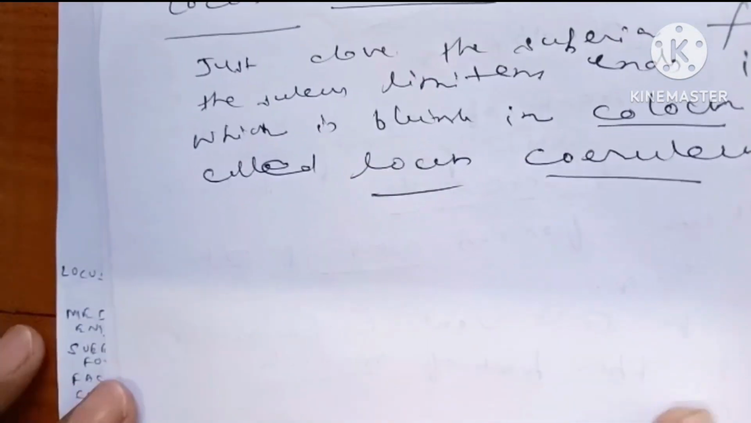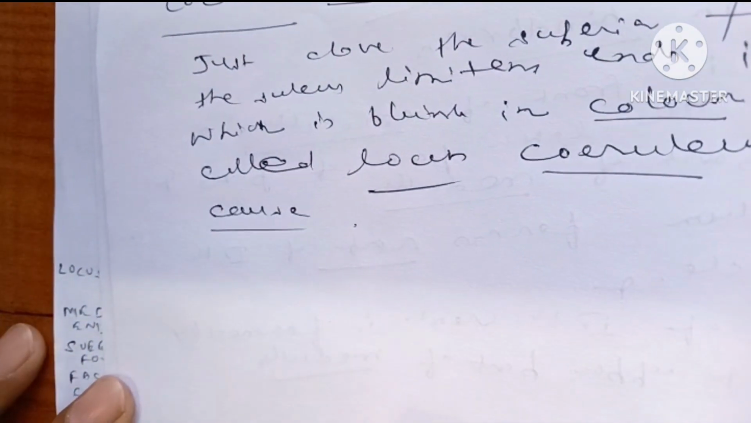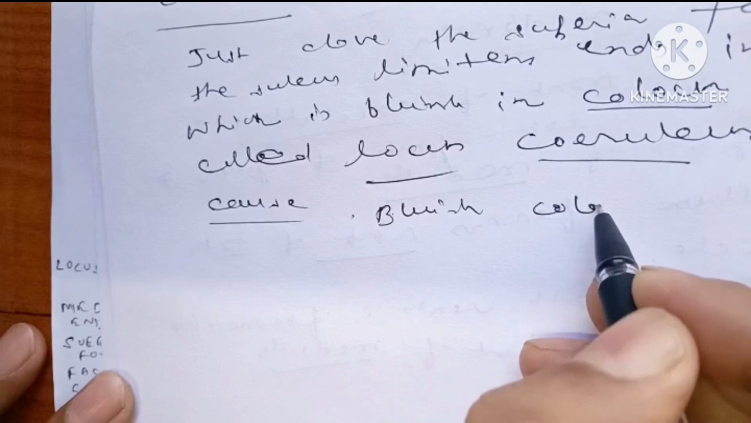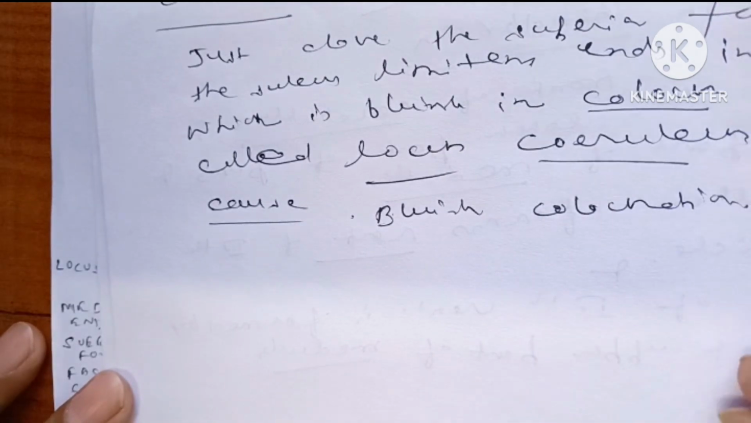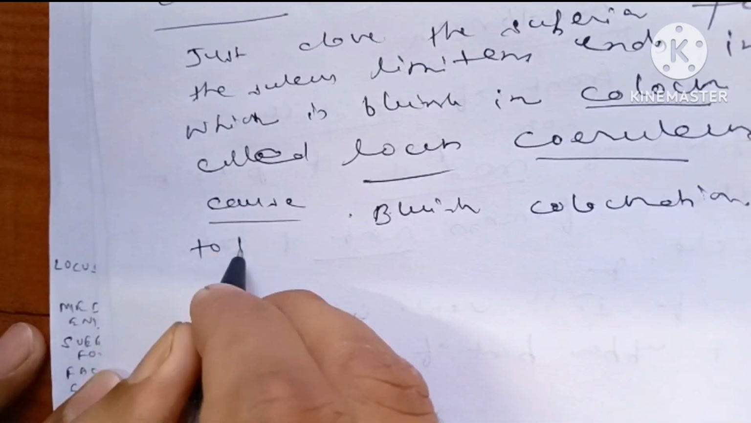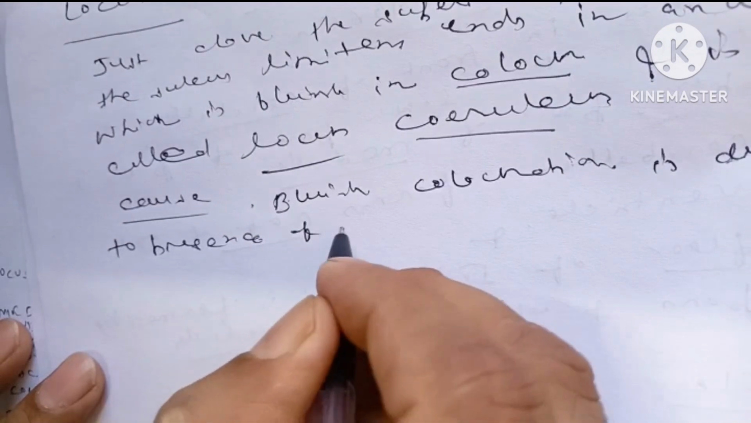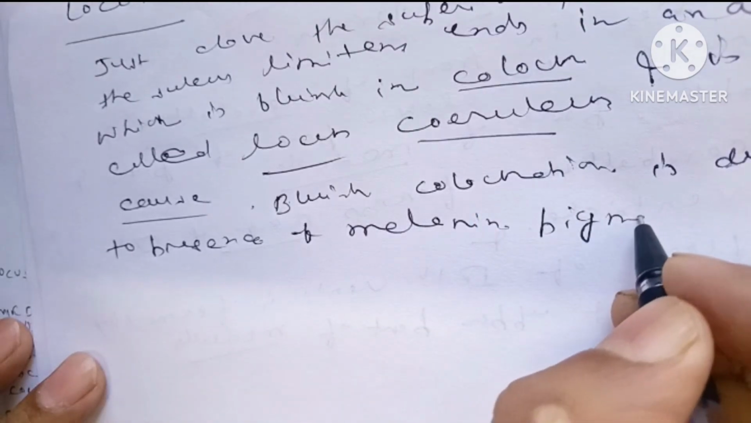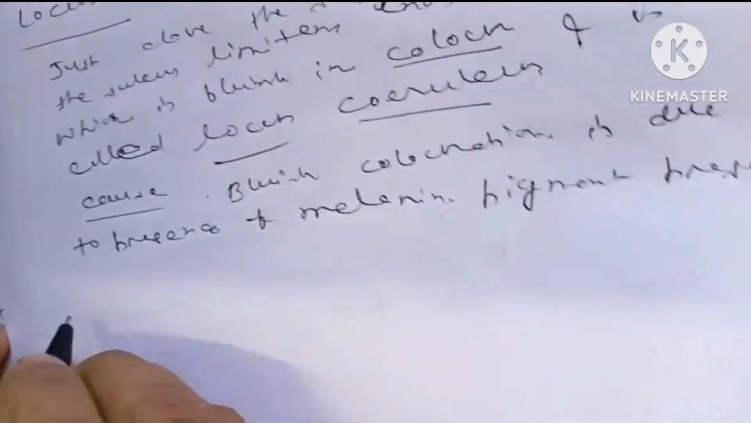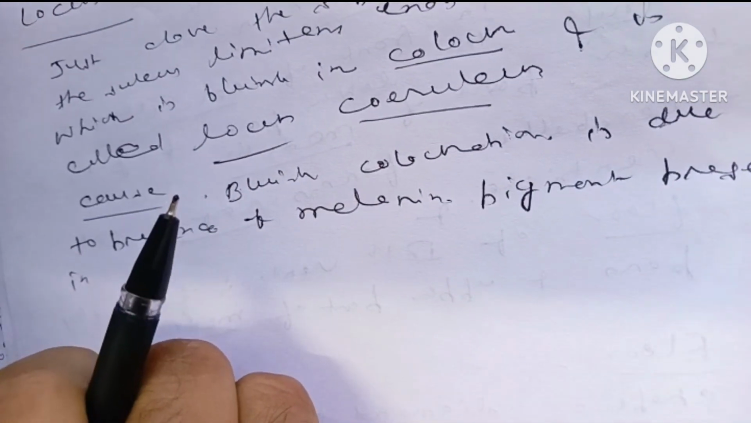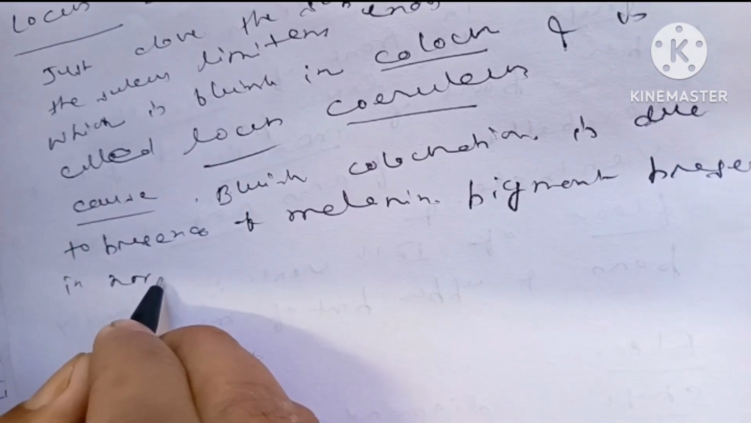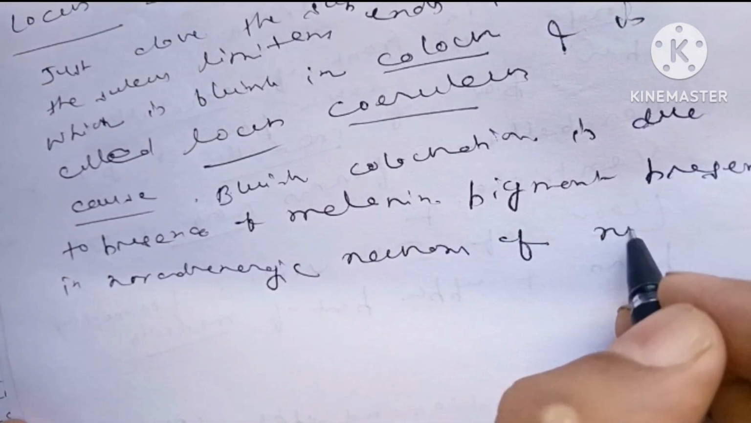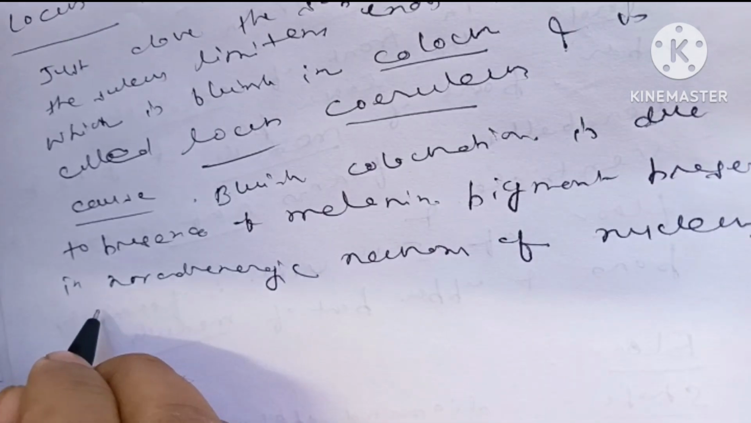And what is the cause of this bluish color? This bluish coloration is due to the presence of melanin pigment, which is present in the noradrenergic neurons of the nucleus ceruleus.